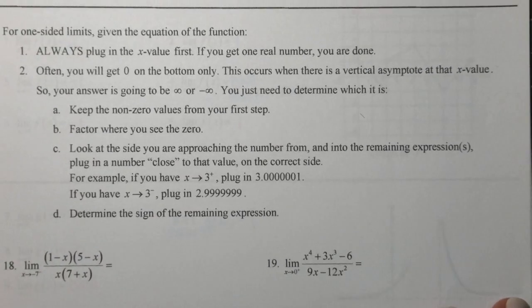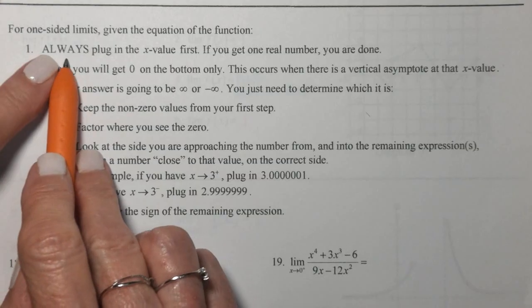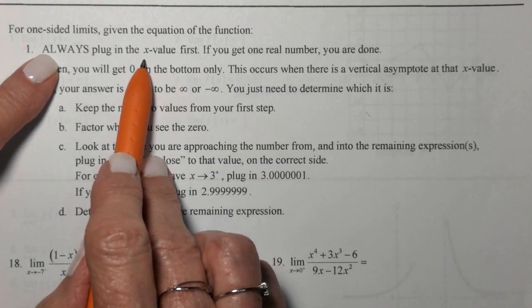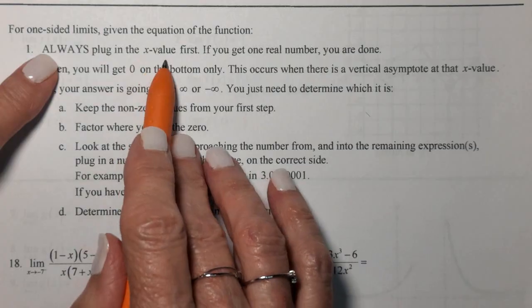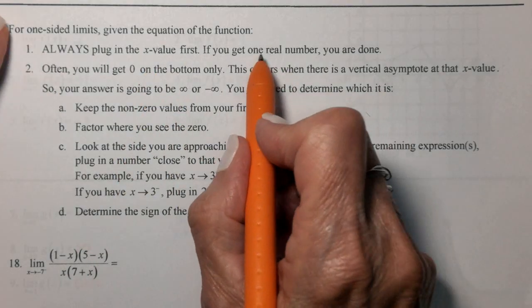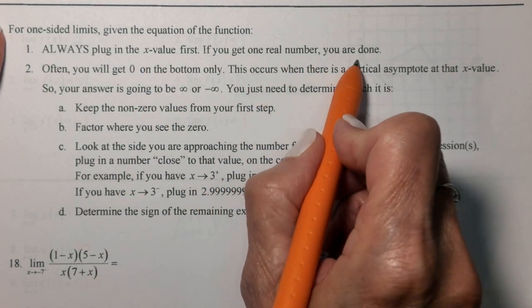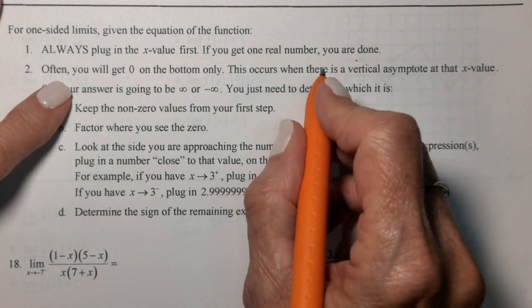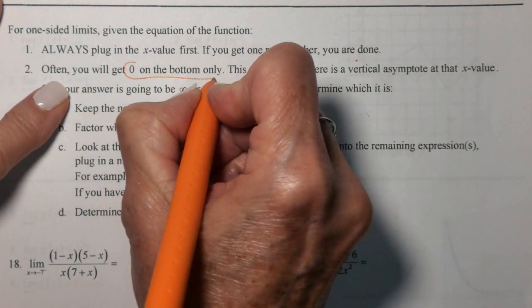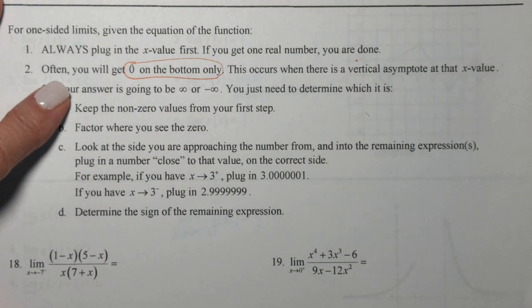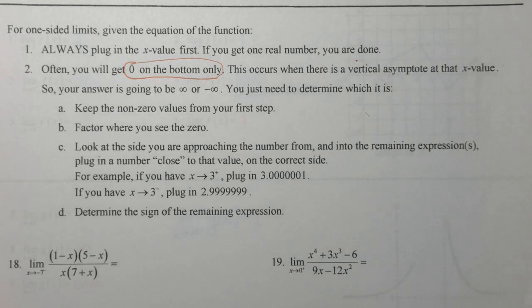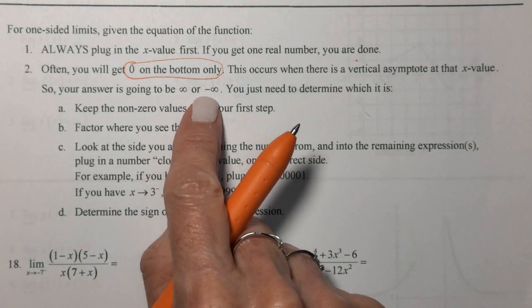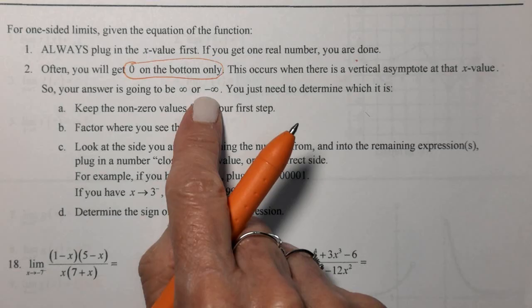For one-sided limits, still always plug in the x value first. Ignore the plus or minus first. Just plug in the x value. If you get one real number, you're done. Your answer is that real number. Often on these, you'll get 0 on the bottom only. And if that's the case, your x value is a vertical asymptote. And if your x value is a vertical asymptote and you're doing a one-sided limit, your answer is either going to be infinity or negative infinity. So you need to determine which it is.